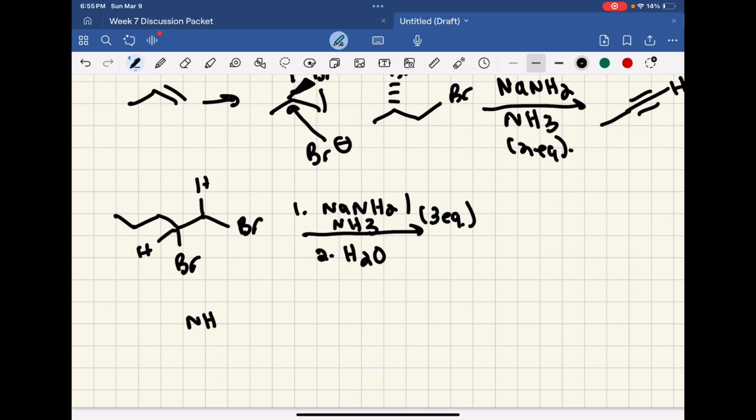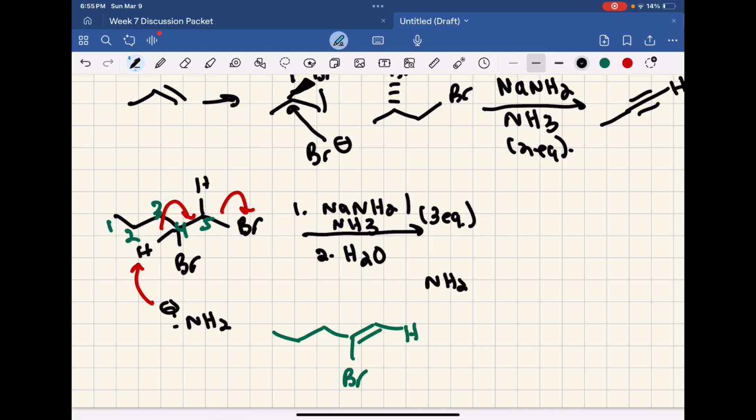Again, the first equivalent of sodium amide deprotonates, comes in, and ejects the bromine. So we should form an alkene between, let's number, 1, 2, 3, 4, 5, so between 4 and 5. There should be an alkene there. And remember, at 4 we had a bromine. Then you can imagine the next equivalent of NH2, this is equivalent number 2, deprotonates, comes in, and ejects the bromine.